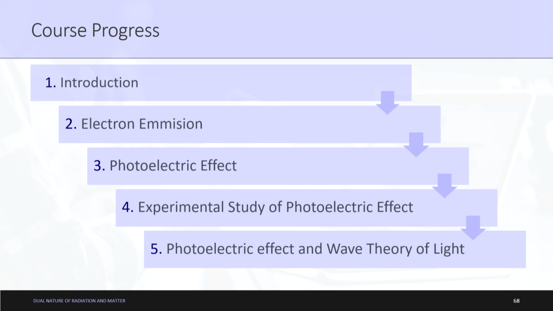So, the course progress for you: we started with the introduction part, then electron emission, basically how these electrons are emitted from the metal surface, then the complete concept of the photoelectric effect, what were Hertz's observations, and the different observations by different scientists, which were explained in the third point. Then the experimental study, as in changing the intensity and changing the frequency and what effect they have on the photoelectric effect. Then the photoelectric effect and wave theory of light, as in how the wave theory could not explain the basic concepts of the photoelectric effect.